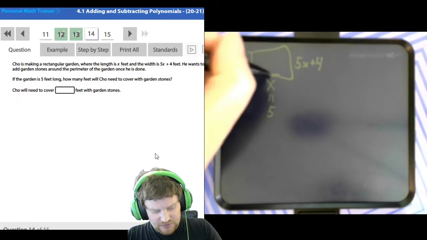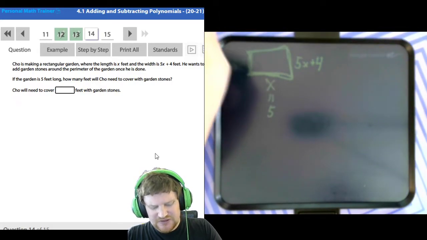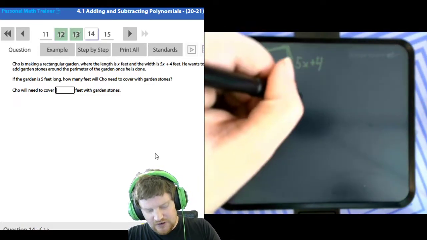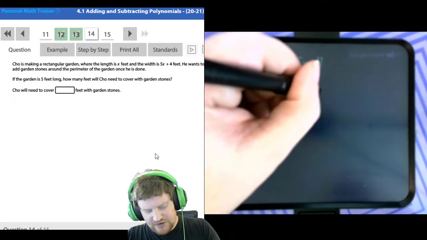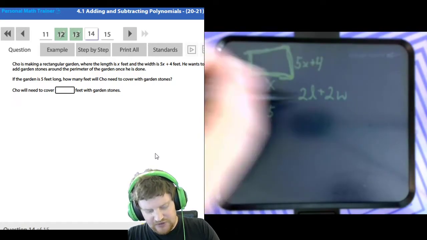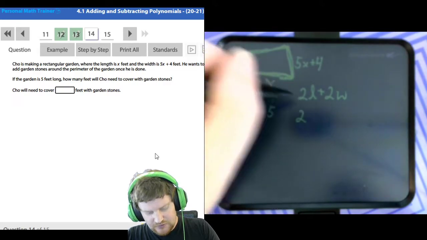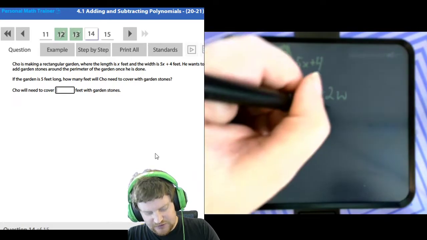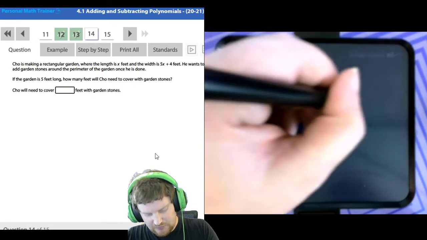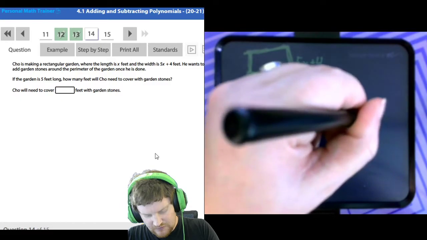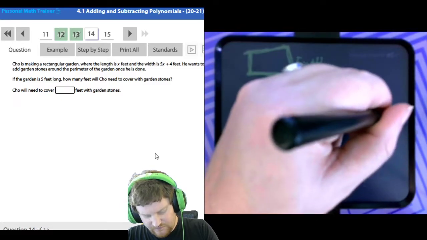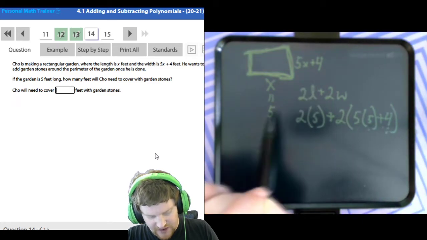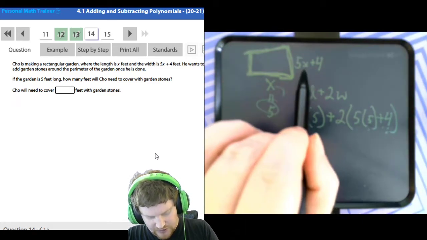Okay, he's wanting to basically just cover the perimeter. This is just a fancy way of asking what the perimeter is. So once again, we have 2 length plus 2 width, but the length is 5, so 2 times 5, and x is also 5, plus 2 times, so this is 5x plus 4, but I've substituted the 5 that they told us x equals.